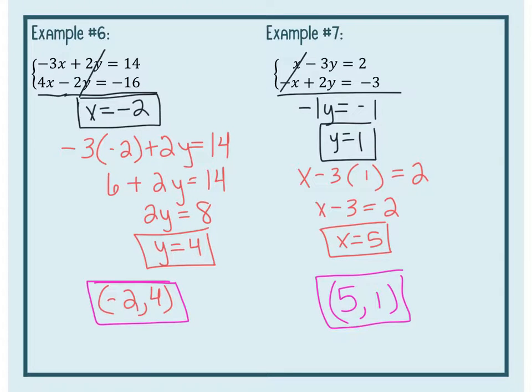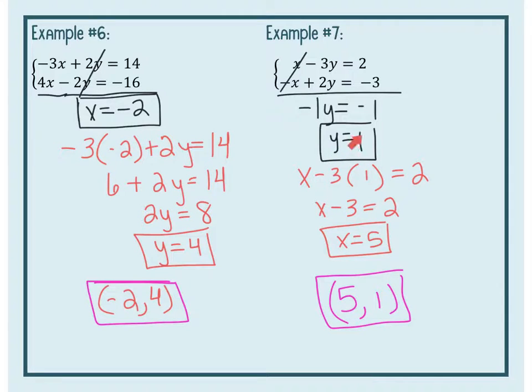Hopefully you got the same answer. The final answer is 5 comma 1. So this system was also already set up for elimination as well because we had a positive 1x and we had a negative 1x. So what I did is when I added the equations together, my x's eliminated each other, so they're gone. When I added the y's, I had negative 1y equals negative 1. Then I divided both sides by negative 1, and I got y equals 1.